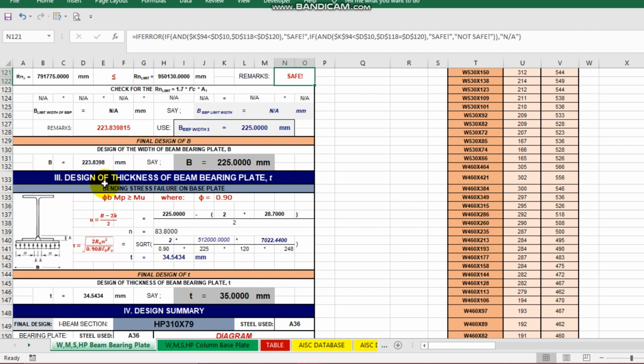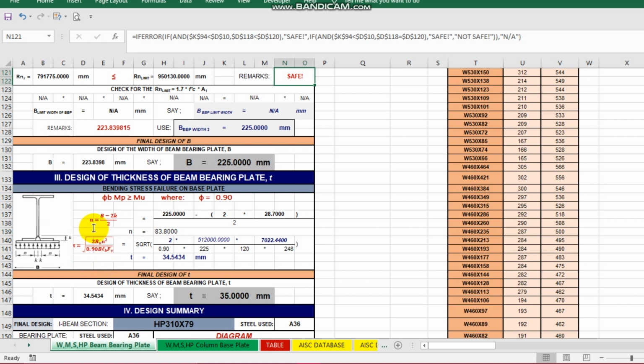3. Design of the thickness of the beam bearing plate, or T. Wherein phi is equal to 0.9. So the derived value for the I section is T equals the square root of 2 times RU times n squared over 0.9 B LB FY, wherein 2 over 0.9 is equal to 2.22. So you can also use 2.22.